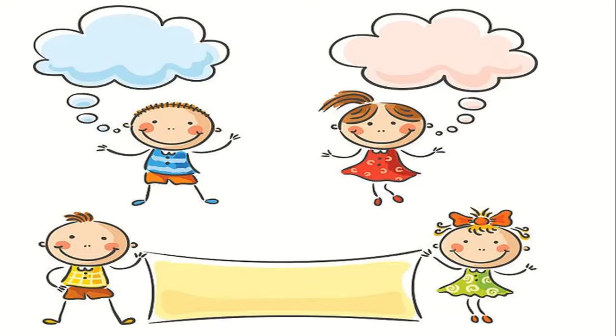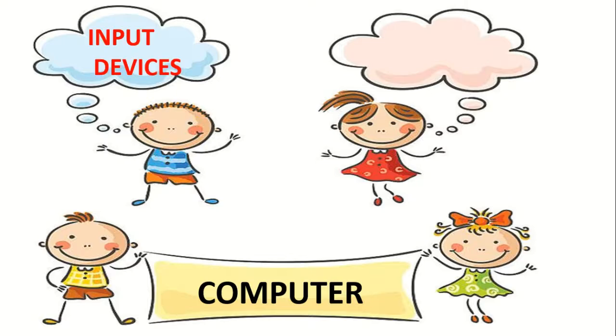Now look here and read it one more time. In a computer there are two types of devices. Input devices, which we use to put data or information into the computer. They are input devices. And the output devices, from where we get the result or the required information from the computer after processing.